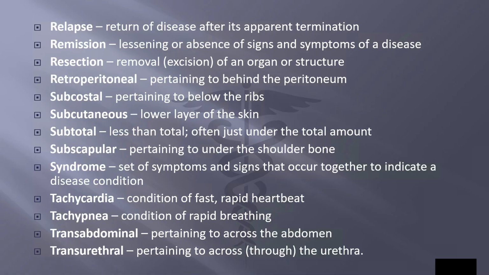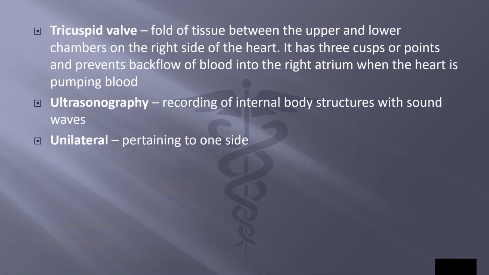Next, we have tri, which means three. The tricuspid valve, fold of tissue between the upper and lower chambers on the right side of the heart. It has three cusps or points and prevents backflow of blood into the right atrium when the heart is pumping blood.